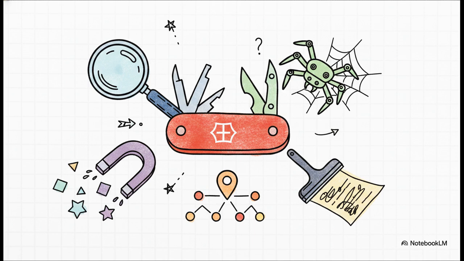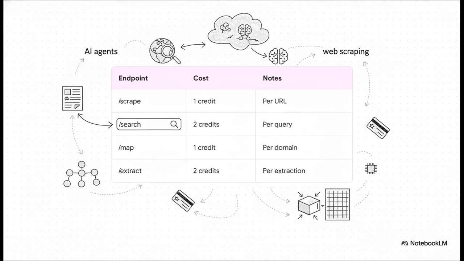You can run a crawl for deep, asynchronous multi-page jobs. You can map to instantly discover a flat list of every URL on a domain. And, incredibly, you can extract, which uses LLM-backed schemas to turn any messy web page into predictable, strictly typed JSON data. It's super powerful.